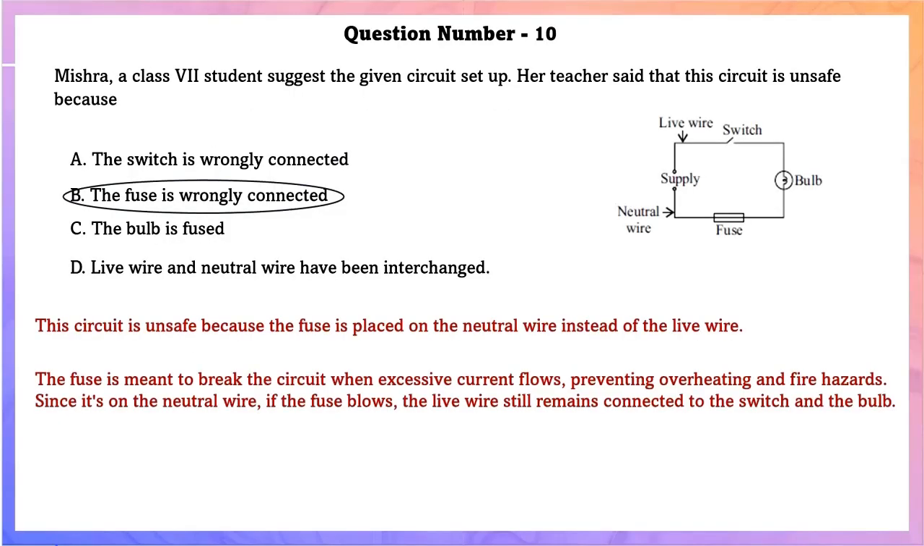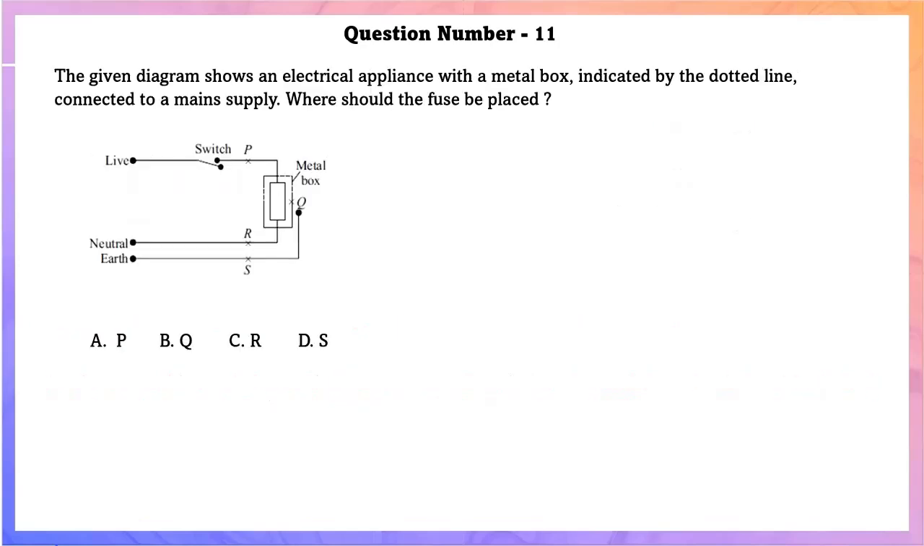The fuse is wrongly connected. That is why the circuit is unsafe. Question number 11. The given diagram shows an electrical appliance with a metal box indicated by dotted lines connected to the main supply. Where should the fuse be placed? The fuse should be placed on the live wire, that is the P point.